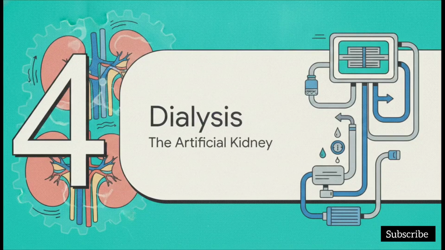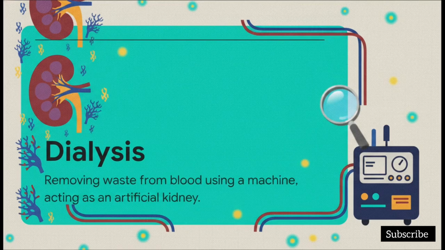Section 4. Dialysis, the artificial kidney. So what happens when our amazing biological water purification plant actually breaks down? Well, when kidneys fail, modern medicine has to step in. Dialysis is this incredible, life-saving process of removing waste materials from the blood using a machine.